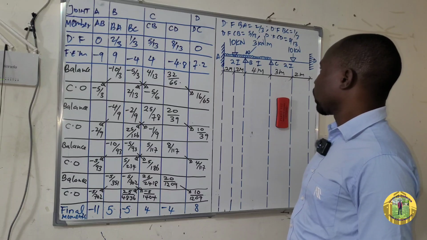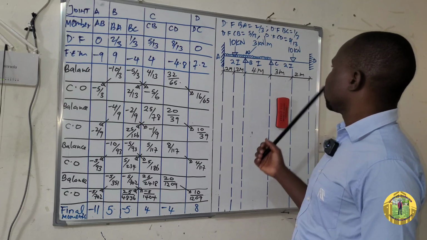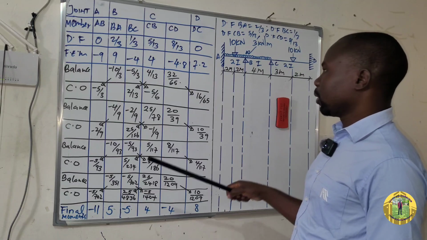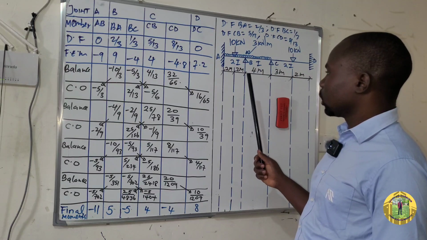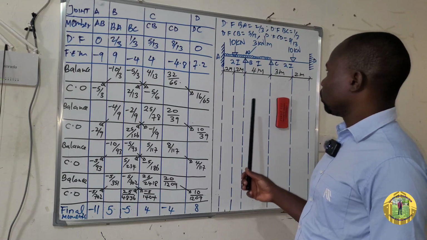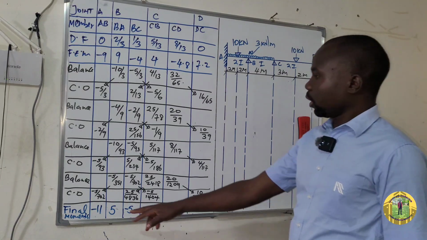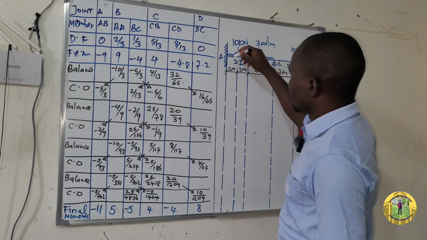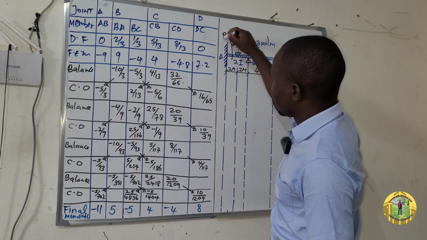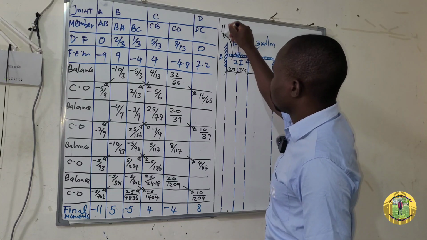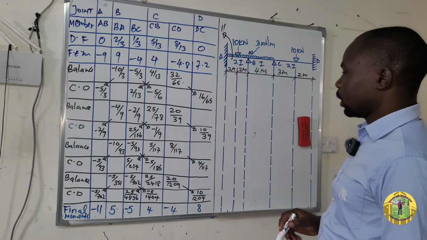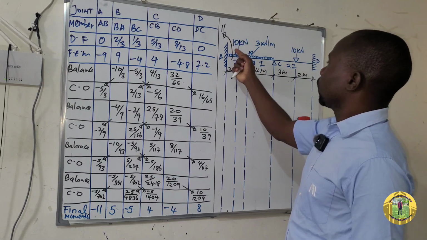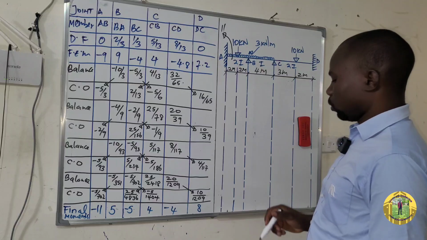From there, you can now split this continuous beam into simple beams. And from there, we can calculate what we call reactions. So let me show you. So AB is negative 11. So this is 11. So no need to indicate the sign because this direction will guide you.